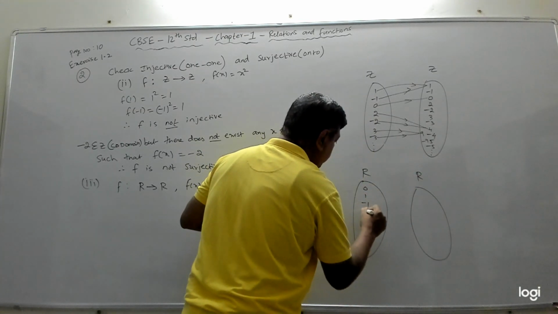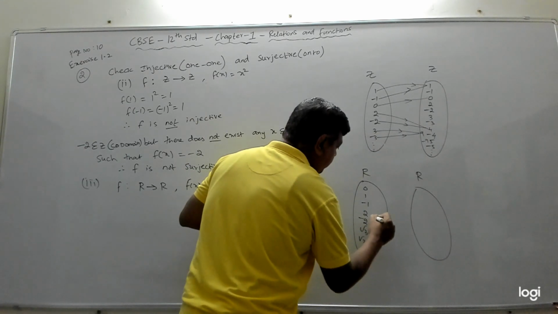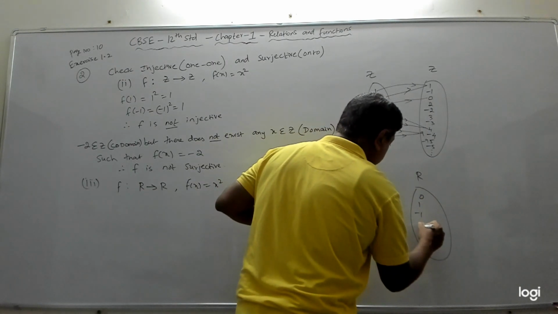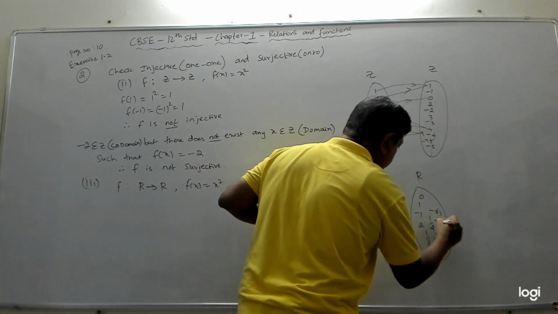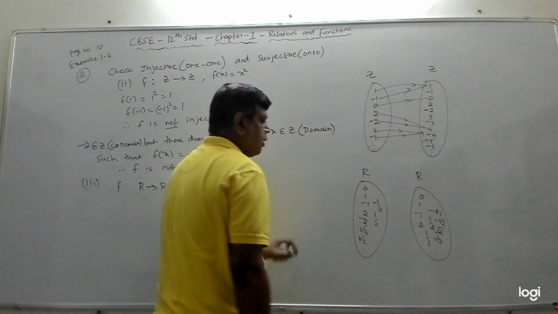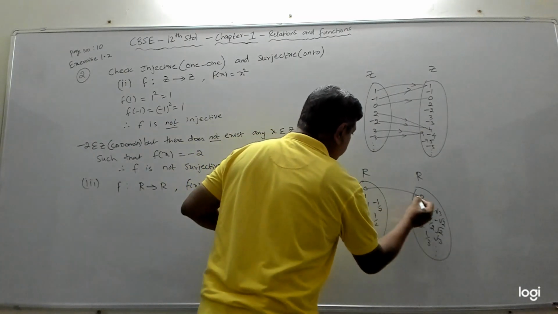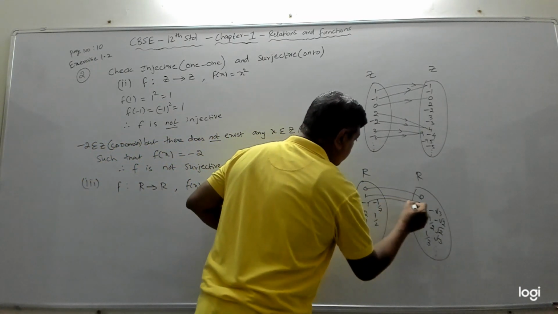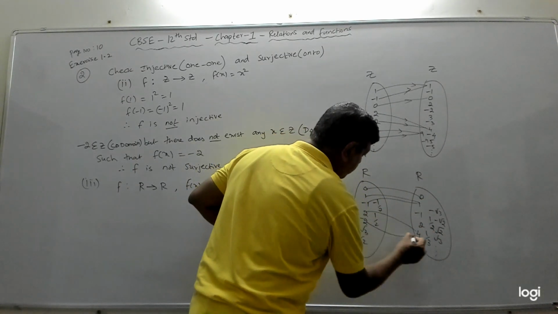0, 1, minus 1, 2, minus 2, root 2, root 3, all that, 1 by 2, minus 1 by 7, all the real numbers, 0, 1, minus 1, 2, 1 by 2, 1 by 3, root 3, minus root 3, minus root 2, all that. Fine. Now what is f of x? 0 will go to 0, 1 will go to 1 square, that is 1. Minus 1 will also go to 1. 2 will go to 4. Minus 2 will go to 4.